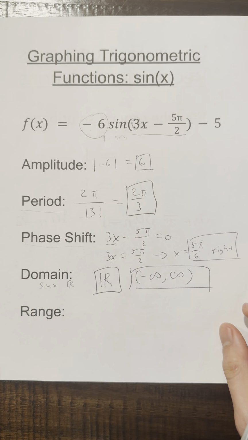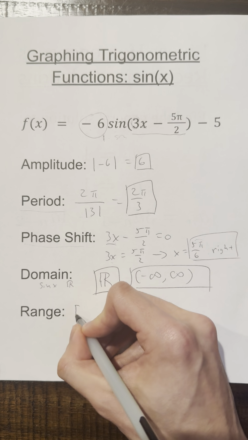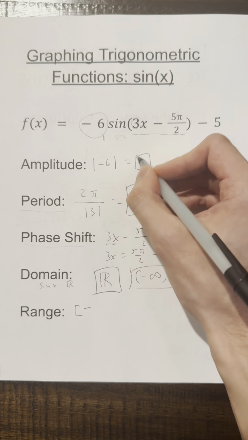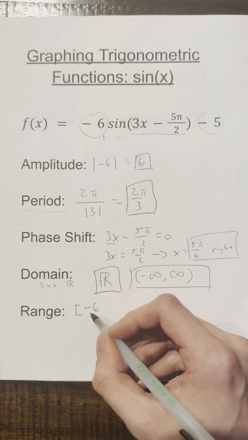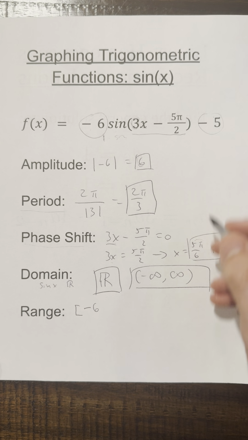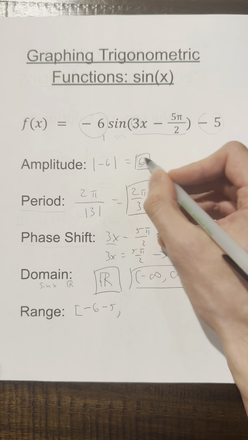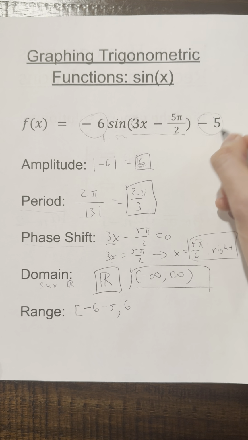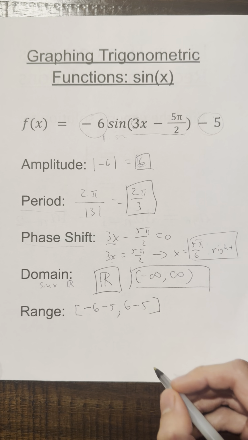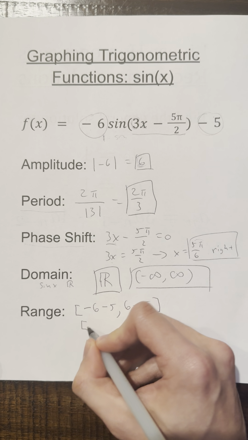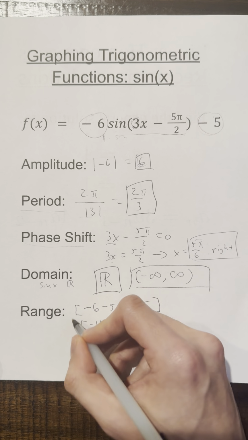Okay, how about the range? The range is bracket negative this value, so -6, and then we have to add this. So -6 plus -5, that's the same thing as just subtracting 5, and then we're going to copy this again, and then add this again. Okay, what's -6 minus 5? -11, and then 6 minus 5? 1. This is your answer.